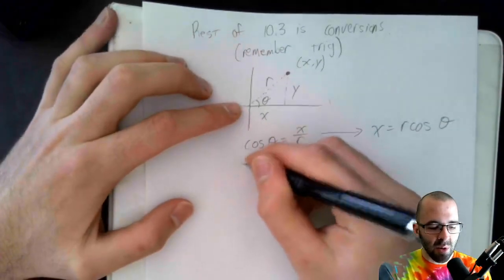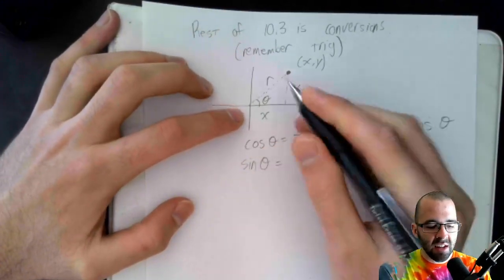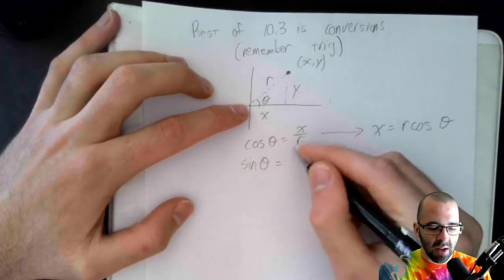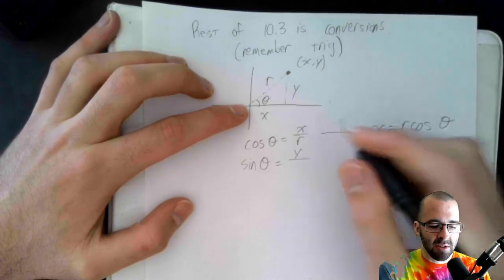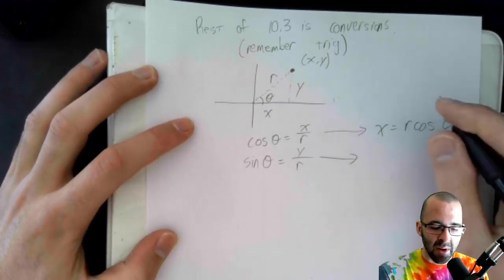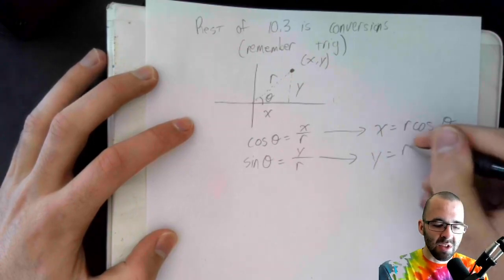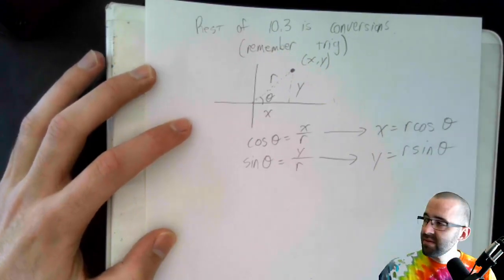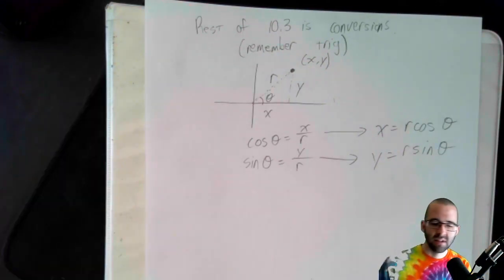And we could set up a similar equation with sine. The sine is opposite, which is y, over the hypotenuse, which is r. Or again, we could do similar things, multiply by r. y is r sine of theta.